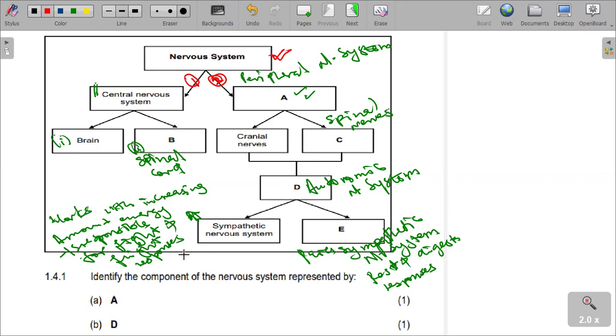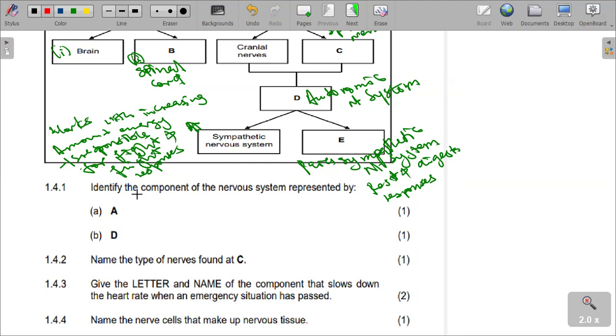The first question says, identify the component of the nervous system represented by A. What is the component represented by A? A represents the peripheral nervous system. Our A in the first question refers to the peripheral nervous system.